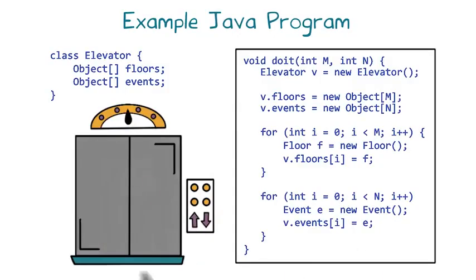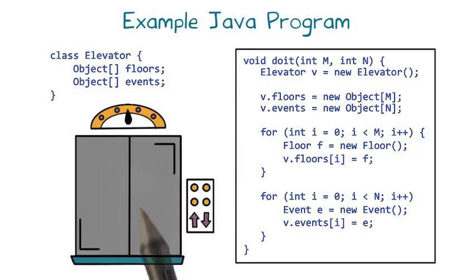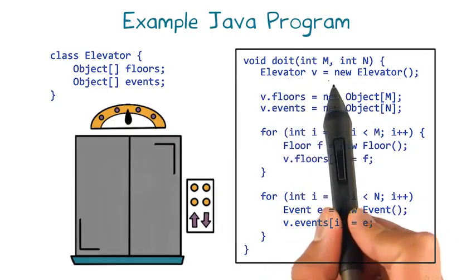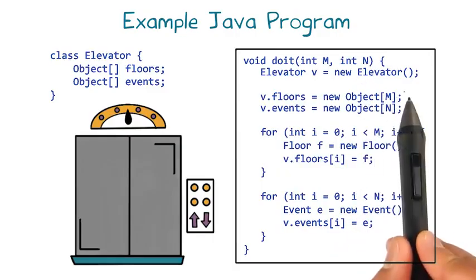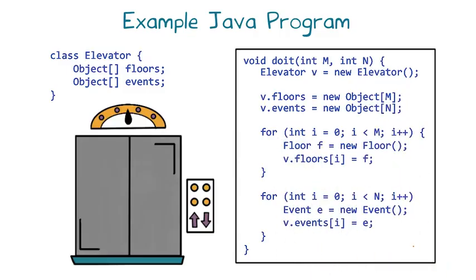This program constructs a representation of an elevator. An elevator object has two fields. One field is an array of floor objects representing different floors in a building, such as basement, first floor, second floor, and so on. The other field is an array of events objects. An example event is a person pushing a button for the second floor in an elevator currently on the fifth floor. The doIt function takes as input the number of floors m and the number of events n. It starts out by creating an object of class elevator. It then initializes the floors and events fields of the created elevator object.